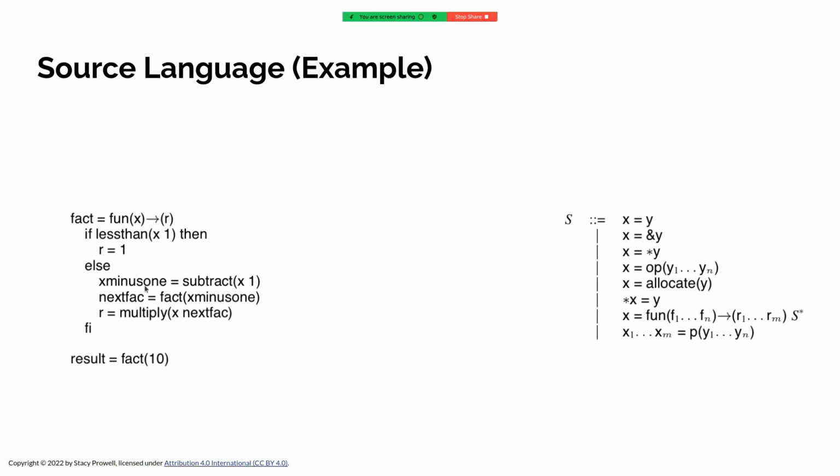X minus 1, I just take x and subtract 1. The next factorial is the factorial of x minus 1. So I'm able to recursively call my function. And once I have the next factorial and I have x, I multiply those to obtain the complete result and return that as R. And I might invoke it like this. The result is the factorial of 10, so 10 times 9, etc. And so this is what a little program in Steensgaard's language looks like. These are the important pieces.